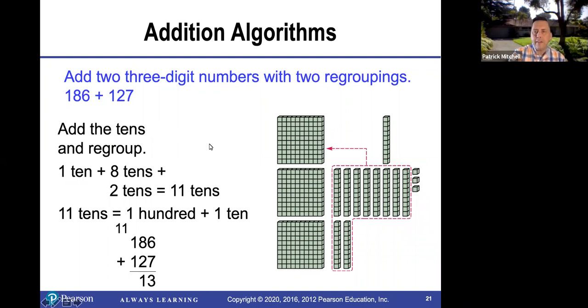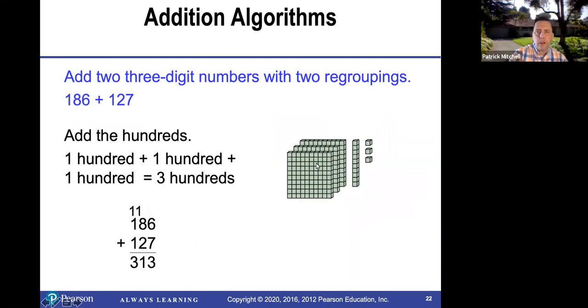Now we'll add the 10s. So we have 8 10s. We have the 1 ten that we got in the previous step from regrouping. And then we have the 8 10s from 186, and we have 2 10s from 127. So notice they're taking the 8 plus 2 10s, which adds up to 10, and trading that in for a flat, which remember represents 100. So you add all these longs together and you get 1 flat and 1 long. So here is the 1, carry another 1.